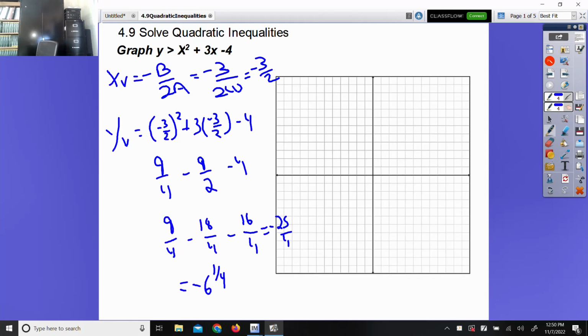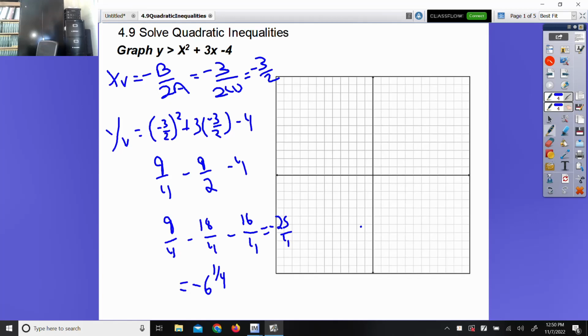If I had enough room, I would open-circle this. You know why I would open-circle it? Because it's an inequality. But I don't count off for that. I count off for the dashes and solids. All right. What would you do from there?